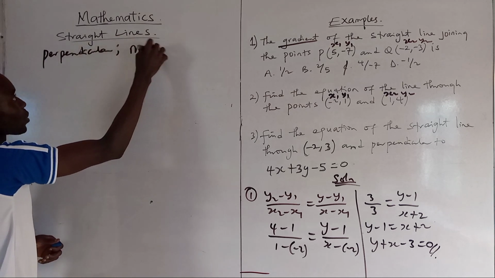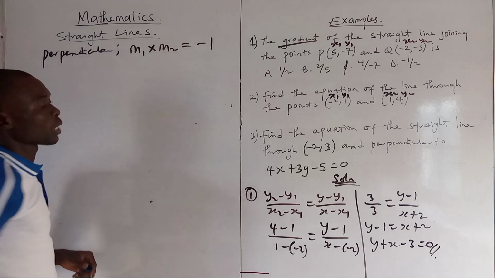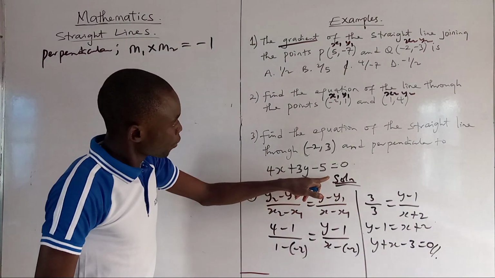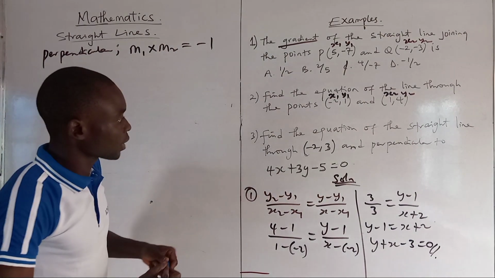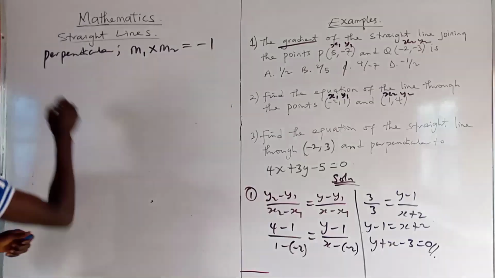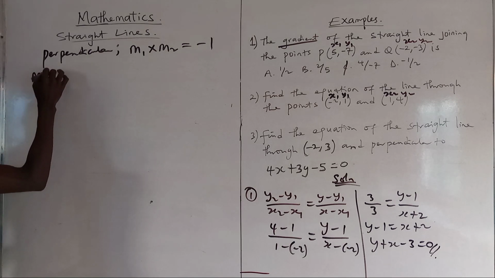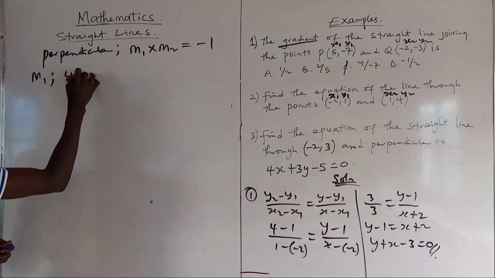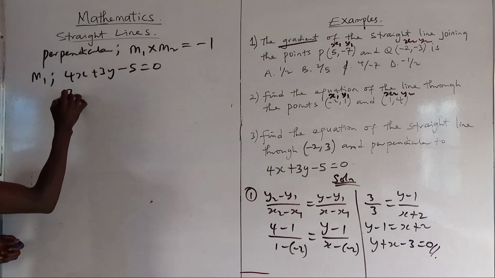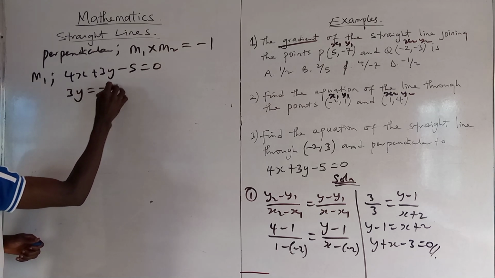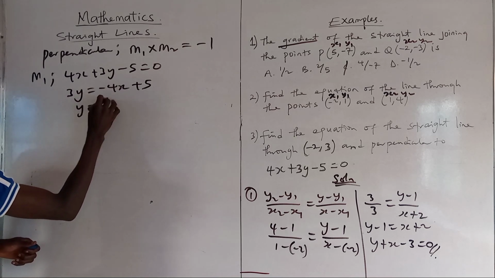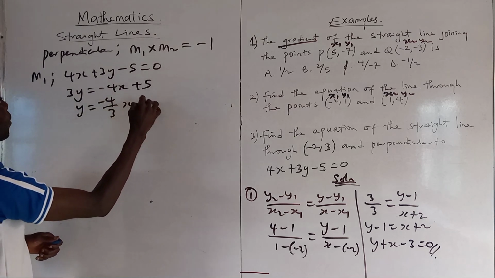So for perpendicular lines, we are going to have the product of their gradients equal to minus 1. But how are we going to know the gradient of the first one? If you pick this as the first line now, you can easily modify this equation to be in slope-intercept form. So for our M1, you can modify that 4x plus 3y minus 5 is equal to 0. So if we modify it, we are going to have 3y equals minus 4x plus 5. So when you divide through by 3, you have y is equal to minus 4 over 3 x plus 5 over 3.